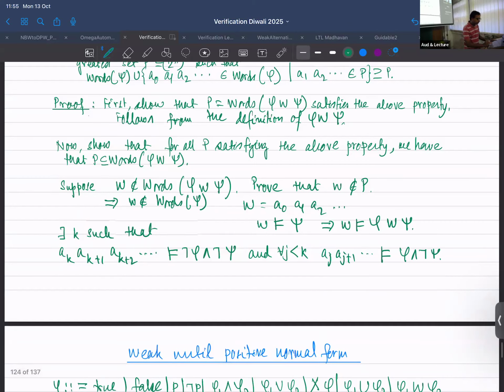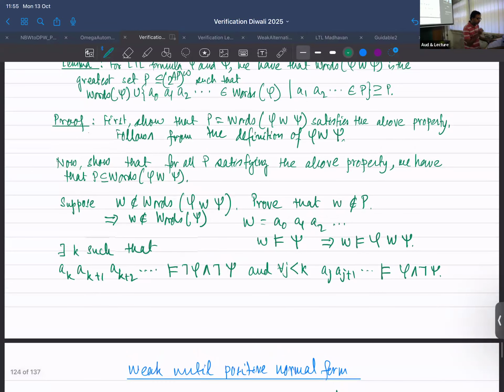Now we see that if this is the case, then a(k+1) satisfies the negation of phi. So what is happening here is that a(k+1), a(k+2), and so on, does not belong to words(phi).